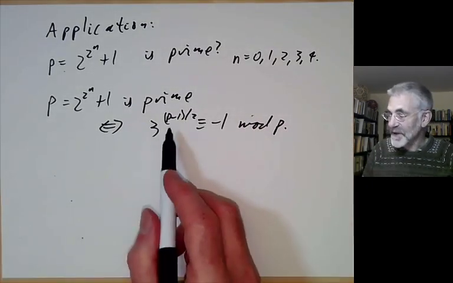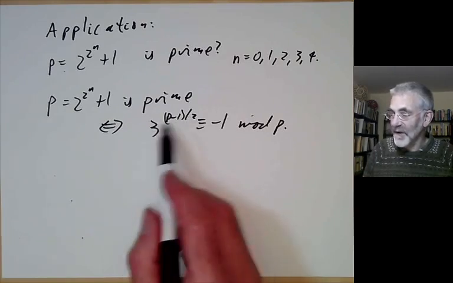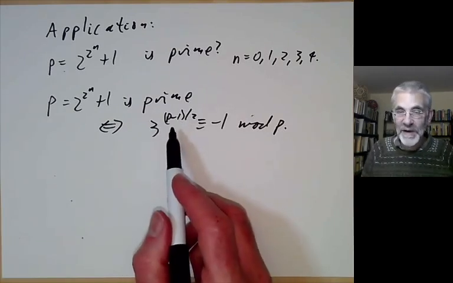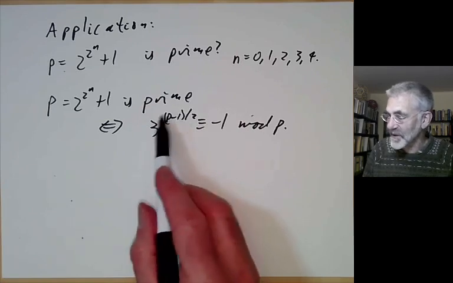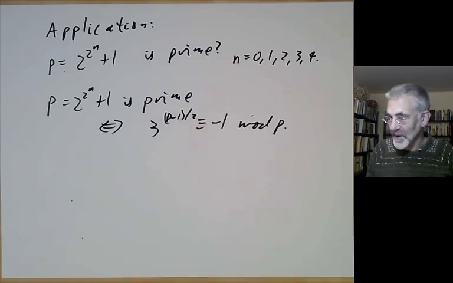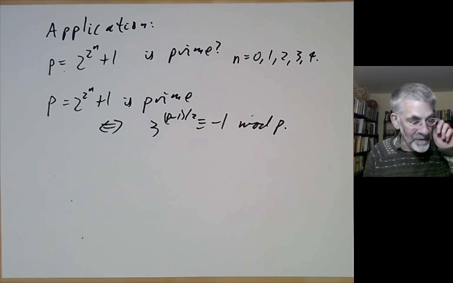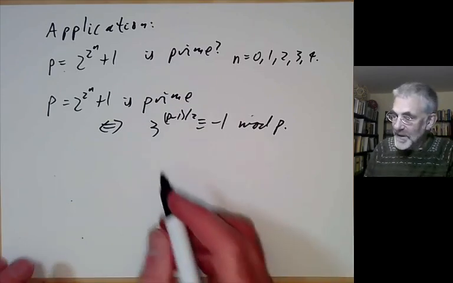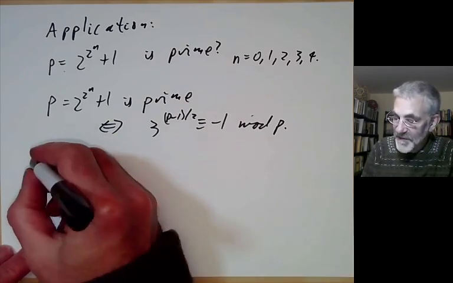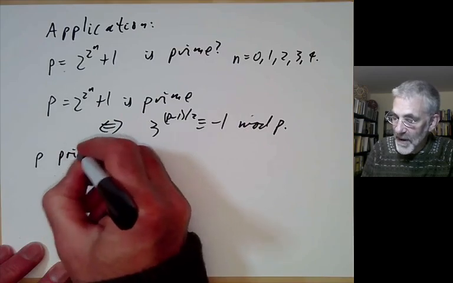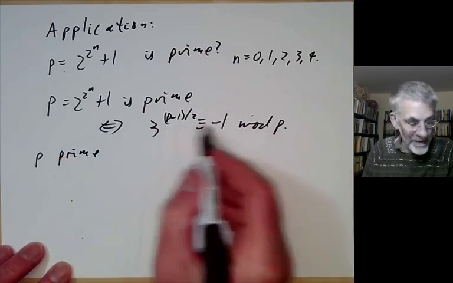And that's very nice, because we can work out this fast using the Russian peasant method of exponentiating, especially because this is a power of 2, so we just need to keep squaring it a few times. So we've got to show two implications. First of all, let's assume p is prime, and we want to show this.